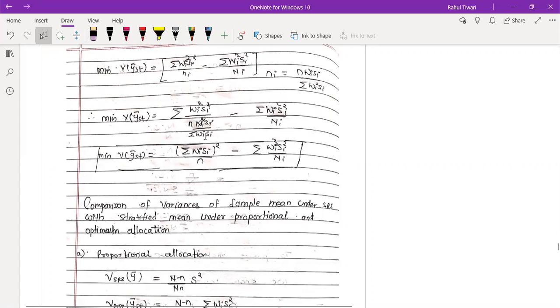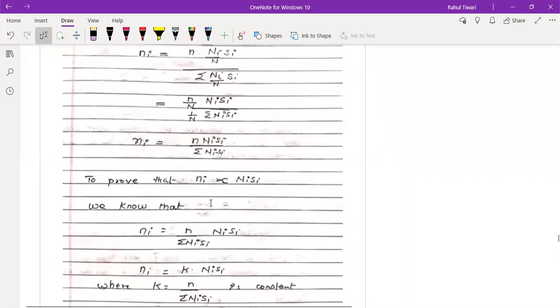And here we have summation Wi Si. It goes up, it becomes square. So we will get summation Wi Si, whole square, including the summation also, it is going to be square, divided by n, minus this quantity will be the answer. So this is the variance, you can say the minimum variance, when the sample size is fixed, the sample size is a constant value, or one can minimize the cost value.